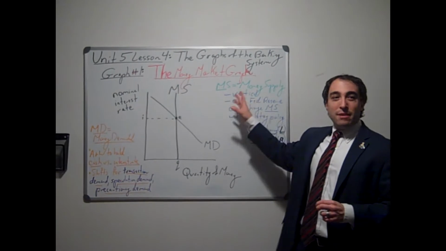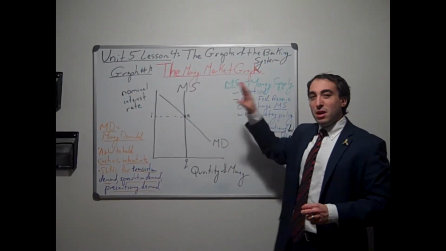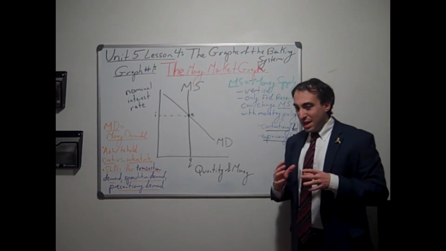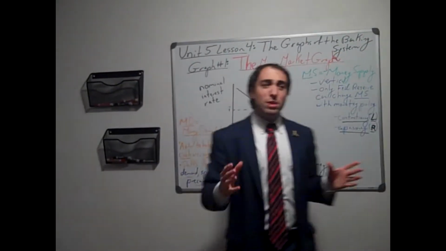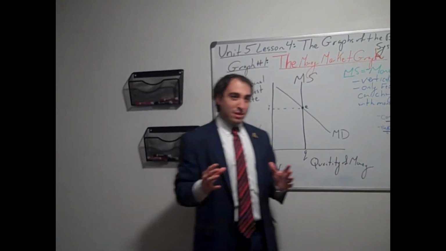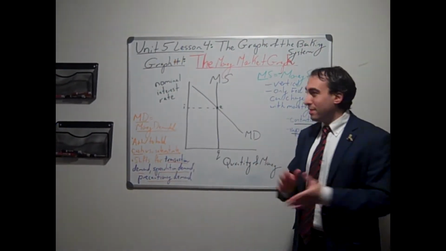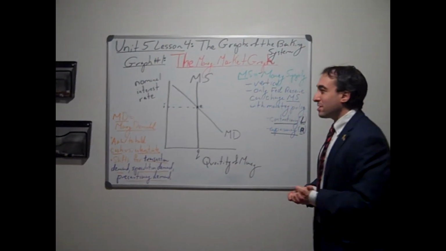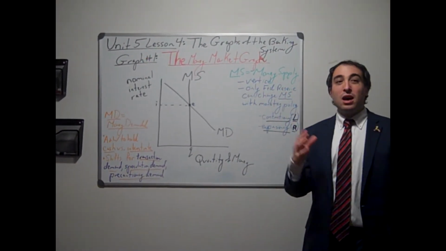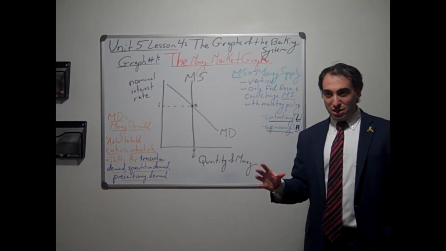First, the most important graph of the banking system is the money market graph. The money market graph represents what we've been talking about, how the Federal Reserve is the banker's bank, and how the Federal Reserve oversees the money supply. And so let's take a look at it. First, let's start with our parameters of the graph. Remember, all graphs are visualizations.